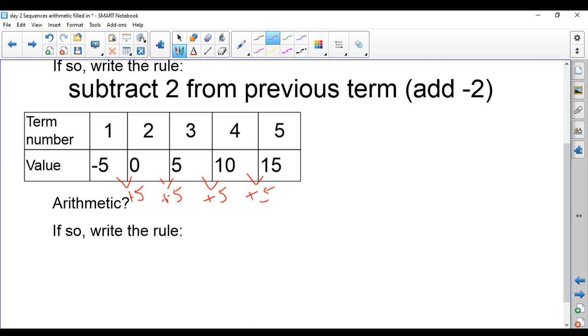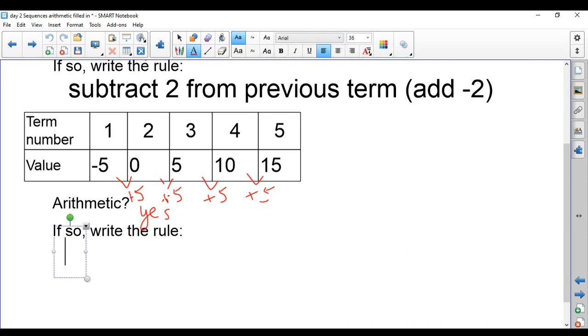If you're unsure at any time, take a calculator and subtract a value from the one in front of it. So do 15 minus 10 is 5. 10 minus 5 is 5. 5 minus 0 is 5. 0 minus negative 5 is 5. These numbers are all the same. We have a constant difference. So yes, it is arithmetic. And since it's arithmetic, we can write the recursive rule, which is add 5 to the previous term.